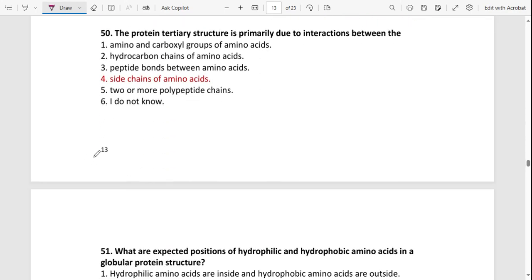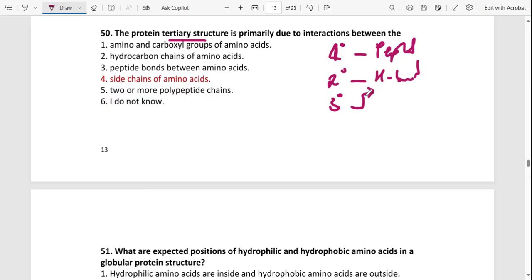The protein tertiary structure is primarily due to interaction between the amino and carboxyl group of amino acids, hydrocarbon chains of amino acids, peptide bonds between amino acids, side chains of amino acids, two or more polypeptide chains. Remember, we said that you first have primary, held only by peptide bonds. You have got secondary, held by hydrogen bonds. Now, tertiary, you are folding the structure even more. And the reason I'm folding the structure is because the side chains can interact.